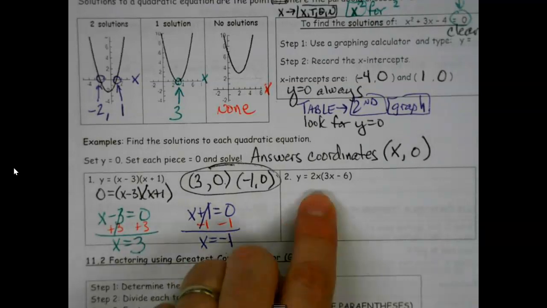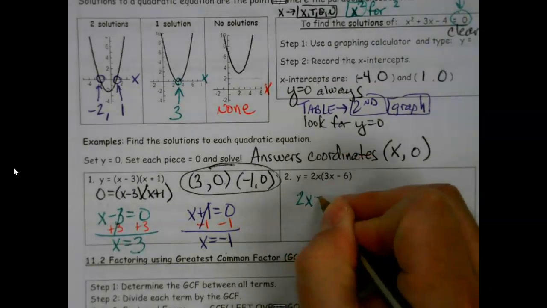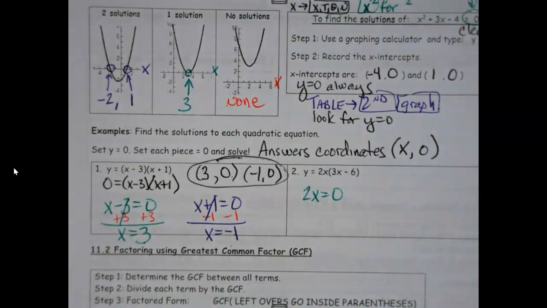And so this last one is the same idea. Each piece that you see here is going to get set equal to 0.